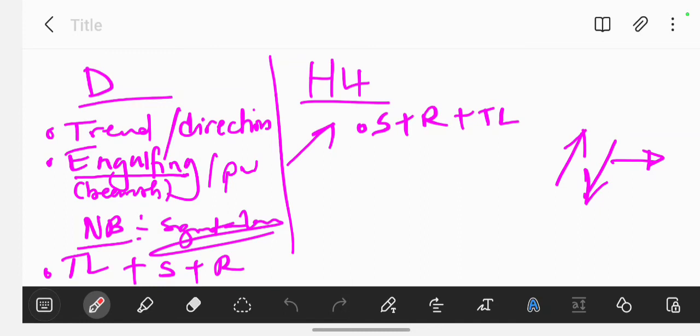So remember here, the support and the resistance could be, and also you need what? You need a pin bar, because engulfing is not going to work for you here. So on this time frame, you need a pin bar.